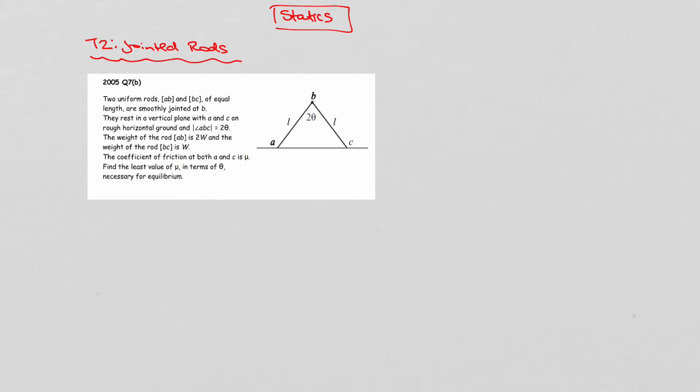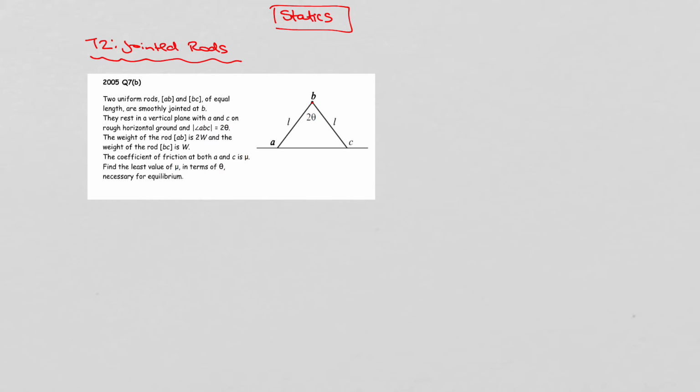Statics, type 2: jointed rods. So in 2005 we had two uniform rods of equal length smoothly jointed at B. When we have jointed rods, it generally involves two rods leaning against each other or being combined somehow at a particular point. So in this case they're jointed at the point B.